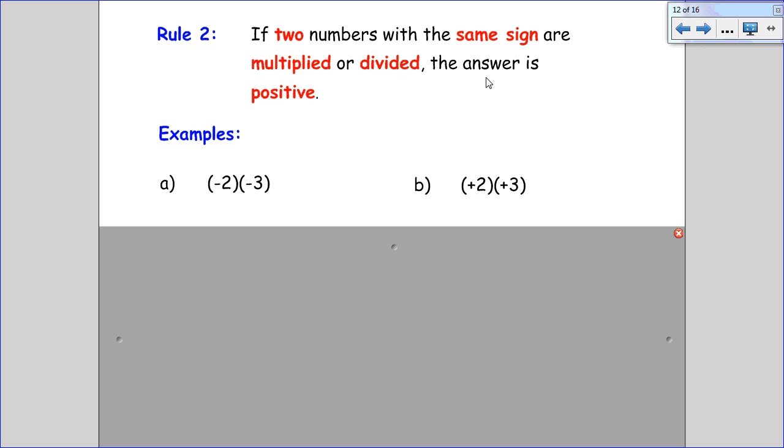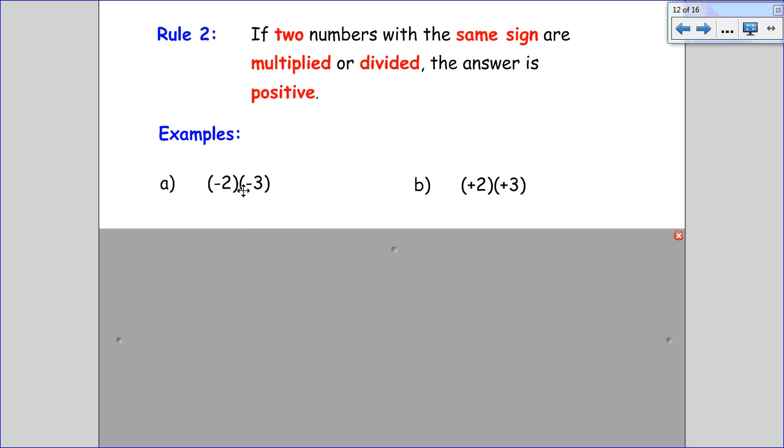If two numbers with the same sign are multiplied, the answer is going to be positive. We already know +2 times +3 is 6, because we learned that way back when. And I could go through a patterning chart to show you two negatives will give you a positive, but I'm not going to do that for the sake of making the lesson move a little bit faster. Two the same sign when you're multiplying or dividing gives you a positive.